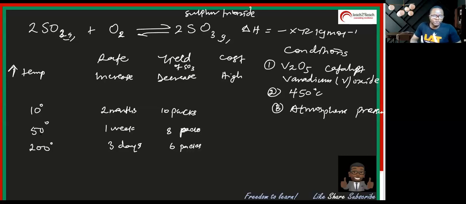Because if I was to produce 10 packs in 2 months, I want to increase my rate of reaction. So I increase the temperature to 50 because an increase in temperature increases the rate of reaction, right? But I also noticed that because the reaction here is exothermic, an increase in temperature will reduce yield. But the reduction in yield is just 2 packs, and it gave me 1 week. That is okay. If that is the case, let me see if I can increase the temperature further.